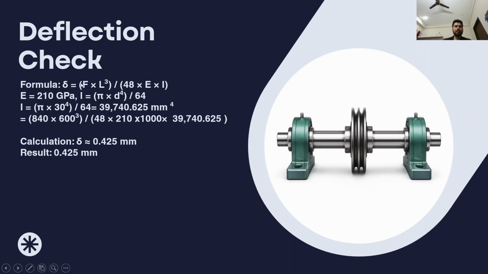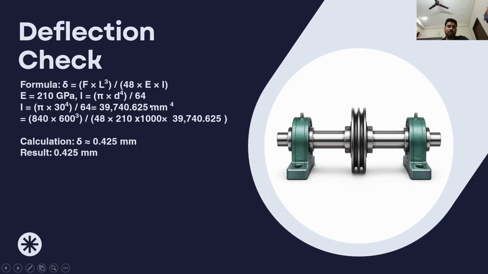Here, quickly explaining, F is the vertical load, L is the length of the beam, and 48 into E, E is the Young's modulus, which is 210 gigapascal. I is the area moment of inertia about the neutral axis, and its formula is I equals pi d to the power 4 divided by 64. After solving, pi into 30 to the power 4 divided by 64 equals 39,740.624 millimeter to the power 4.